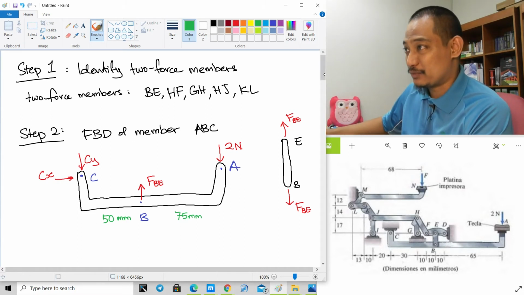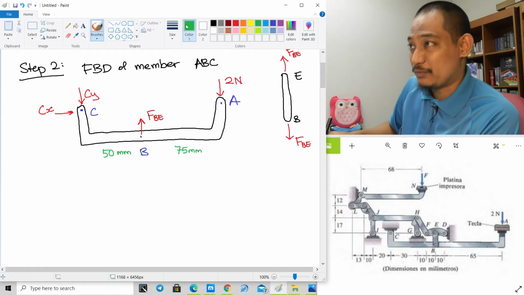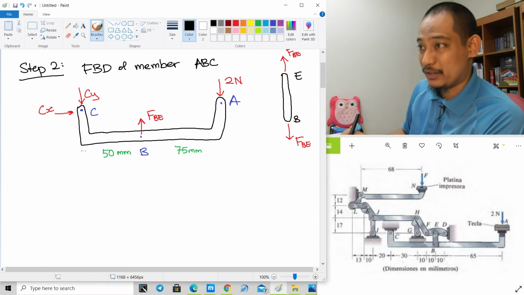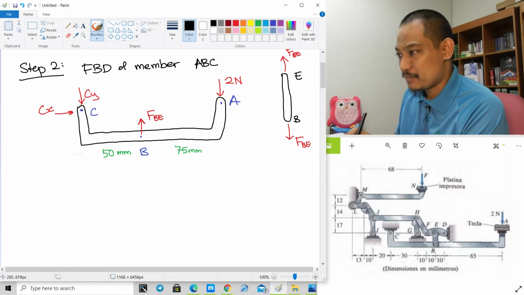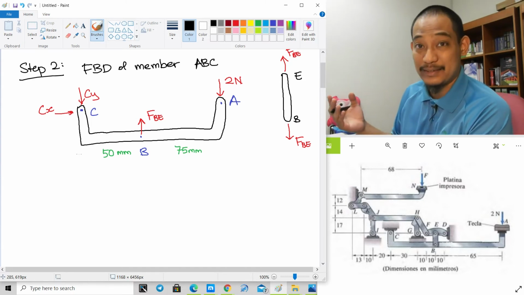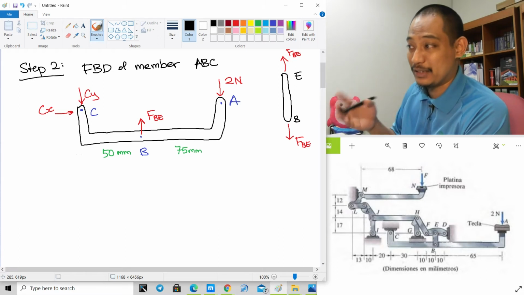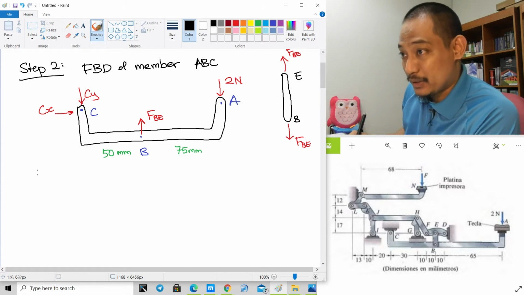From this free body diagram, what is the easiest way? Do we need to solve for C? No, right? If we do not need to solve for C, then I don't care what C is. I just want FBE, because then I can move on to the next member. So we can do that.